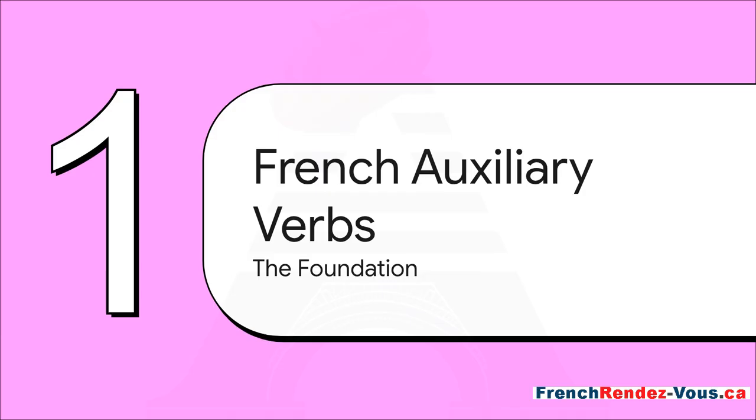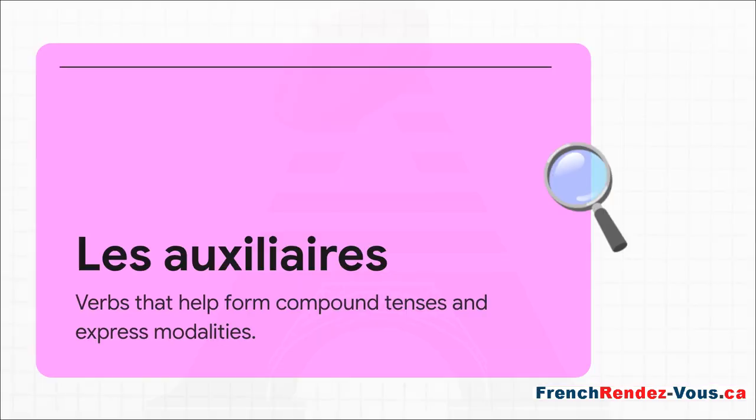And trust me, understanding these is absolutely critical because they are literally the building blocks for so many essential tenses in French. So what exactly are they? Well, in French, we call them les auxiliaires. The easiest way to think of them is as special helping verbs. Their main job is to team up with other verbs to form what we call compound tenses, like the famous passé composé. Without them, you just can't build these crucial sentence structures.